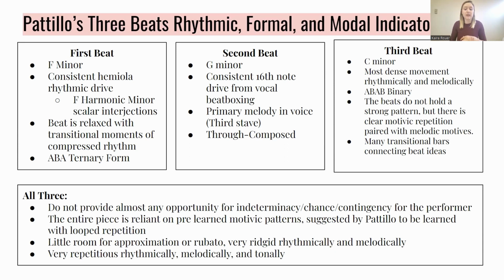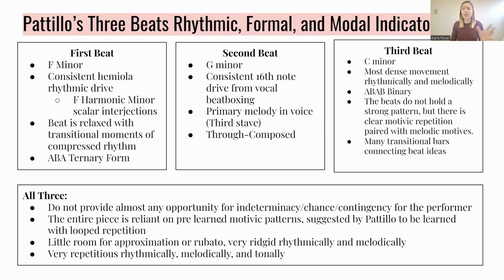The entire piece is reliant on pre-learned motivic patterns. Patillo suggests these are learned by the loop. So he just says, like, take 3 or 4 measures and loop them as many times as you need, and then tag on the next 3 or 4 and gradually build the piece that way. That way the vocal beatboxing becomes internally memorized, basically. Again, there's no room for rubato. It's very rhythmically set.